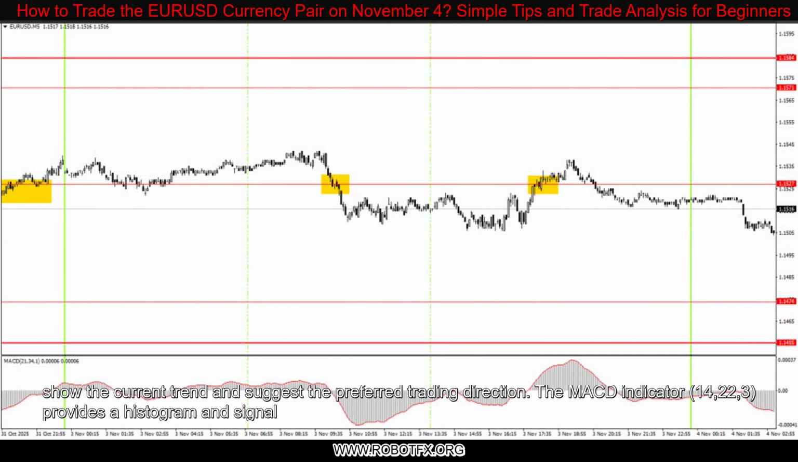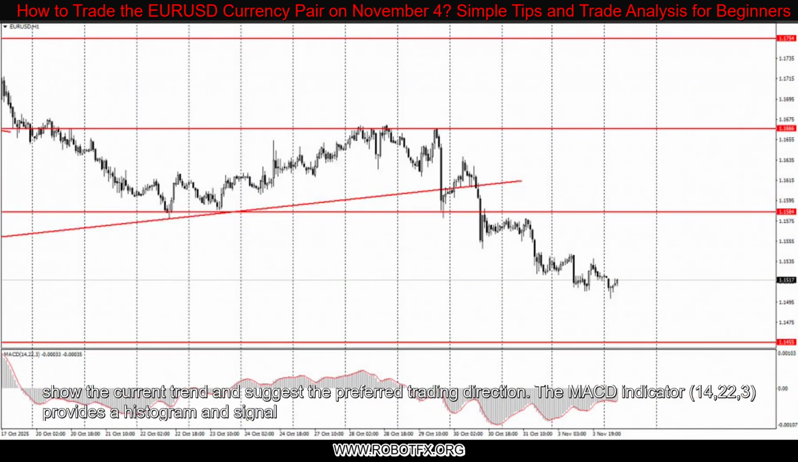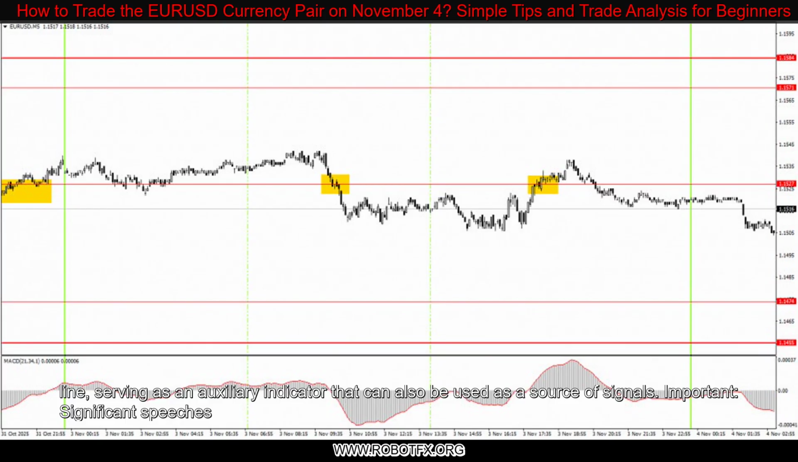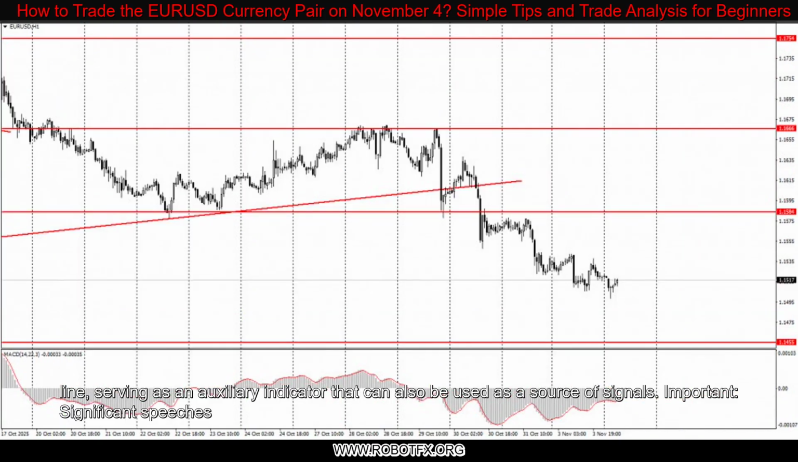Important, significant speeches and reports always listed in the news calendar can have a significant impact on the movement of the currency pair. Therefore, during their release, one should trade with maximum caution or exit the market to avoid sudden price reversals against the preceding movement.